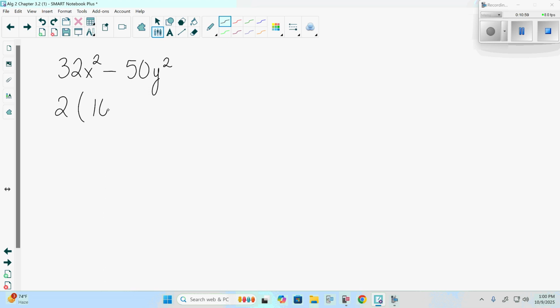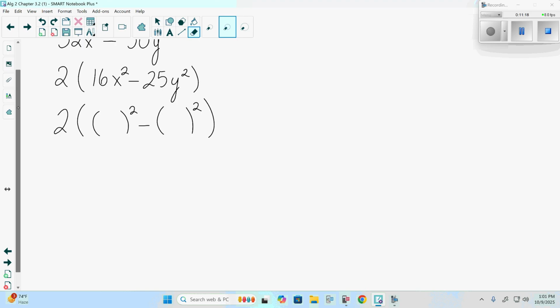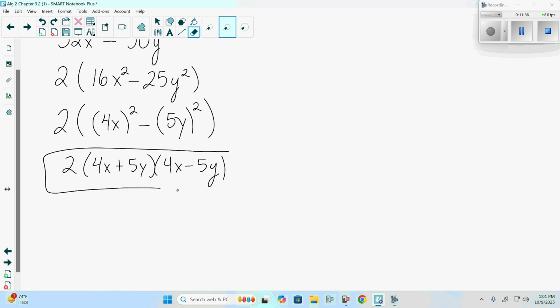Because if I factor 2 out, if I remove 2 from 32, we're left with 16x squared. If I factor 2 out of 50, I get 25. Now 16x squared we've done already. It would be 4x. 25y squared would be our 5y. Telling us that we have what? 2 times 4x plus 5y times 4x minus 5y.